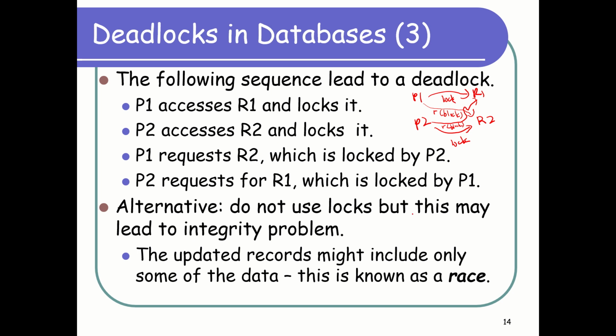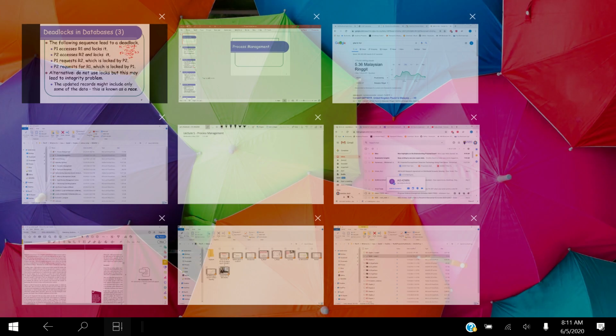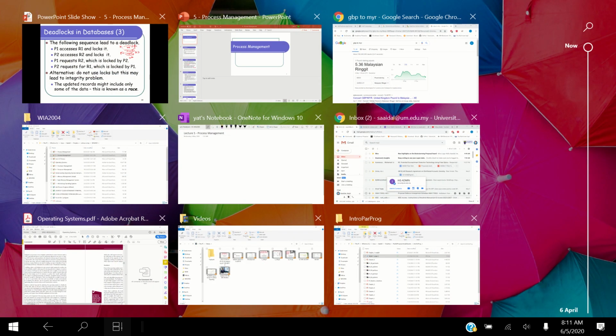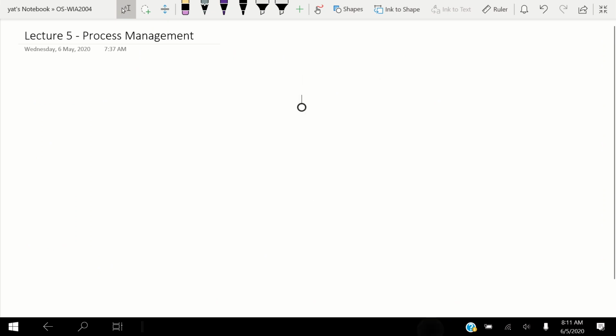Alternatively, do not use locks, but this may lead to integrity problems. The updated record might include only some of the data. This is known as a race condition. So if we talk about the race condition, let's say you have an initial value.